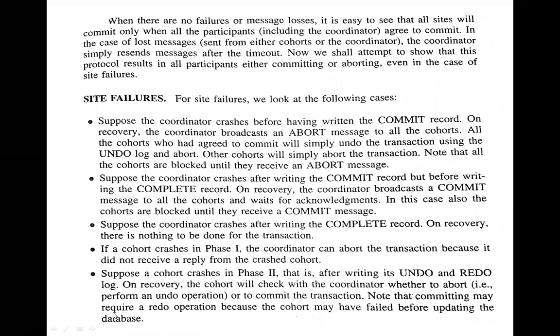Now, committing may require a redo operation because the cohort may have failed before updating its database. If it has already updated its database, then it is not necessary to ask. But even so, it has to go to the coordinator and ask whether the transaction has to be committed or aborted.